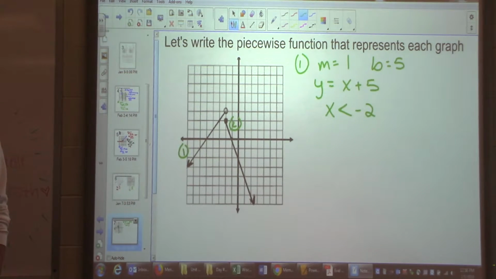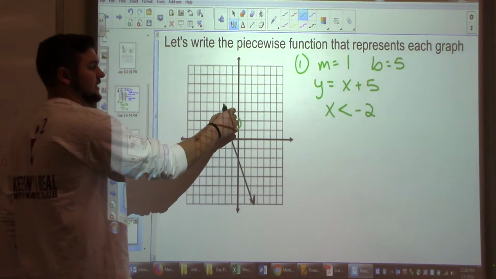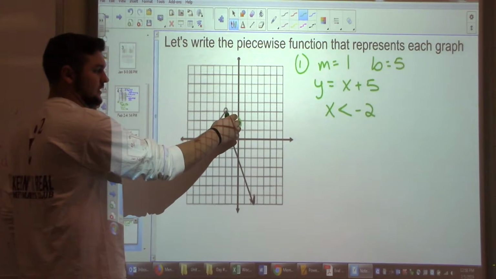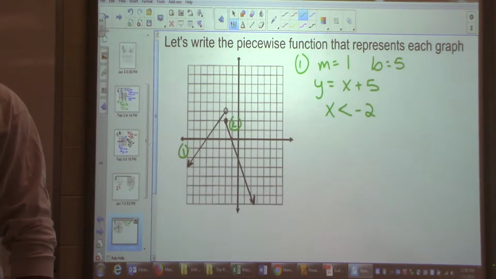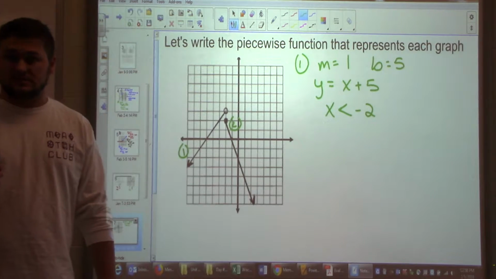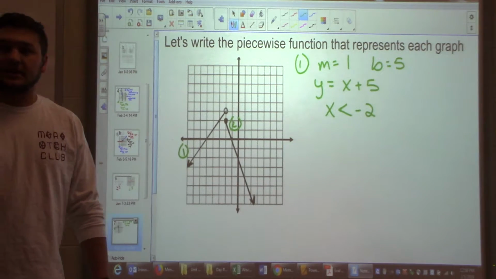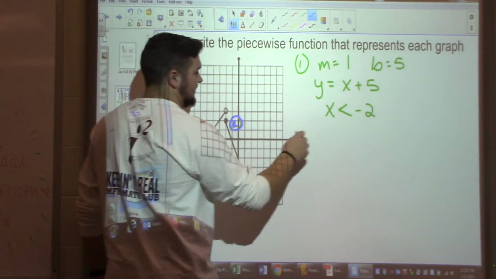Does that make sense? You need to find the endpoint, figure out is it less than, greater than, less than or equal to, greater than or equal to, and that'll tell you where that's happening. Okay? Does that make sense? Yes. No. Yes. Okay. The second line, do the same thing.